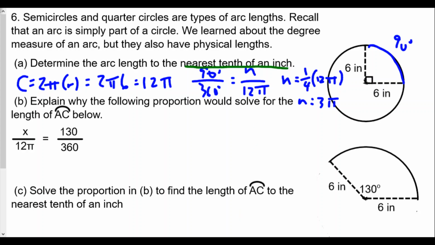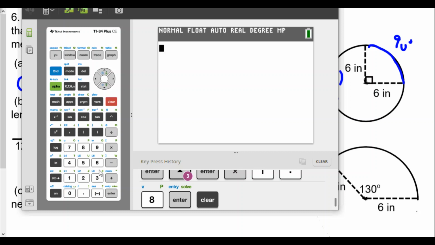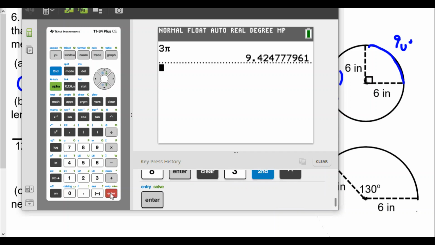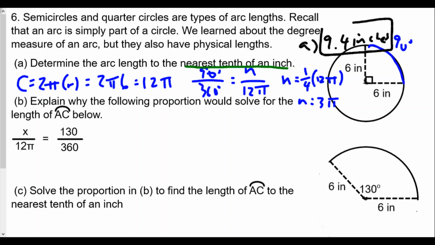And so we break out a calculator, we clear our screen, and we do 3 times pi, and that's going to be a little more than 9, which is 9.424777961. But to the nearest tenth, 9.4 inches. So in this case, for A, we get 9.4 inches. And so this is the answer for A.